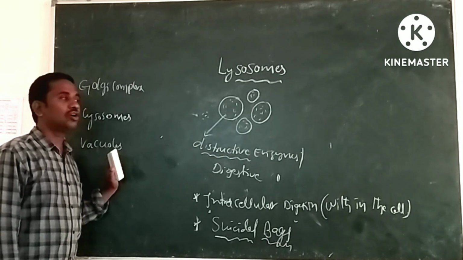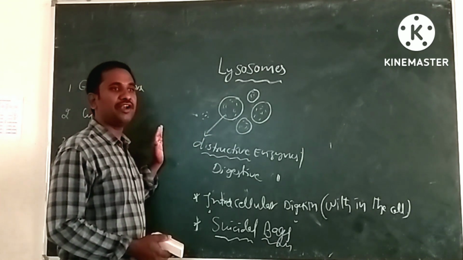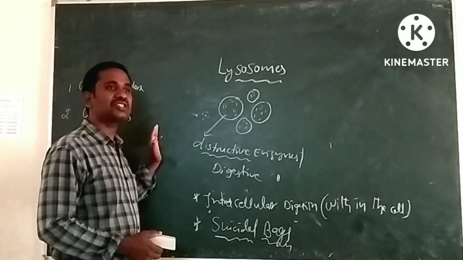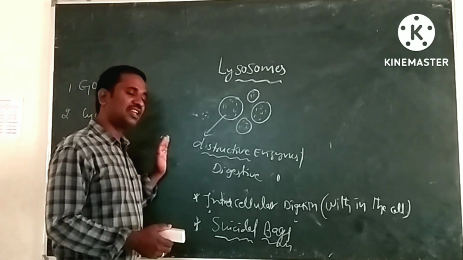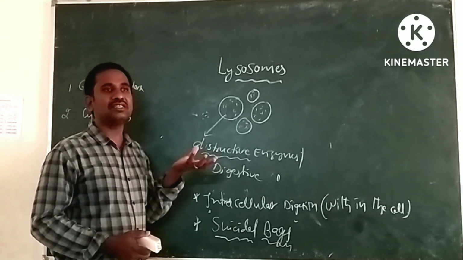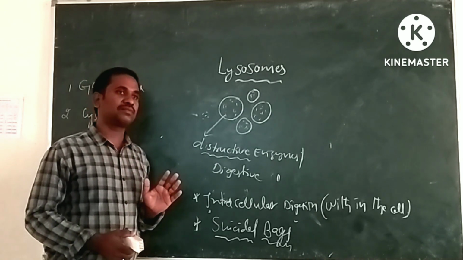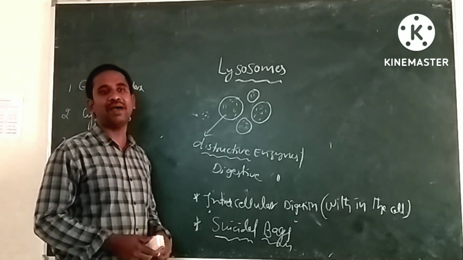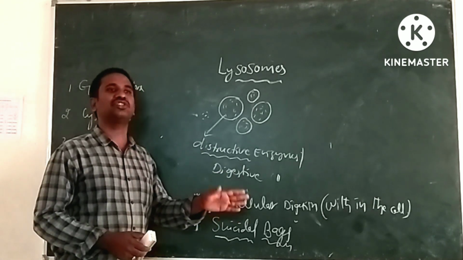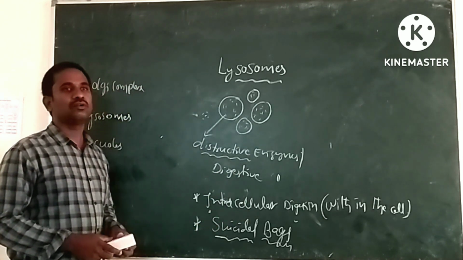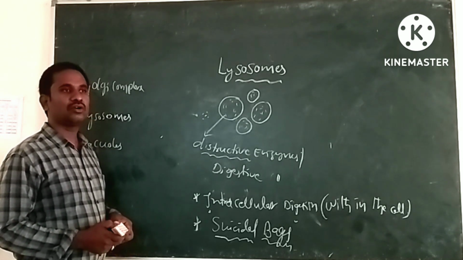So don't forget, lysosomes play an important role in the digestion of unwanted materials of the cell. If sometimes the lysosomes burst, total cell death will take place. That's why we call it a suicidal bag. It has enzymes known as destructive or digestive enzymes. We will learn more about lysosomes in coming classes.